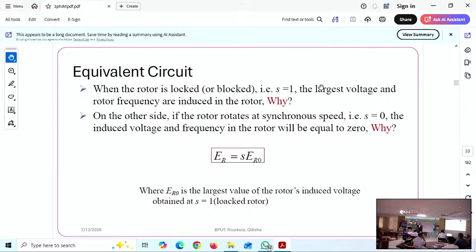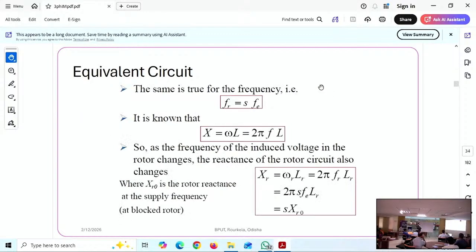Then when the rotor is rotating with a slip S, the relative speed is S times the synchronous speed, so the induced EMF becomes S times ER0. That is, at any slip S, the EMF is ER, which is S times ER0. Similarly for frequency: the synchronous frequency is F, which is also the frequency when the rotor is not rotating, slip equal to 1. When the rotor is rotating at slip S, the rotor frequency is S times that.